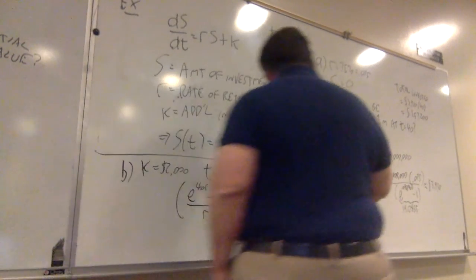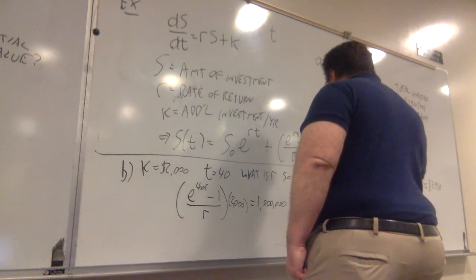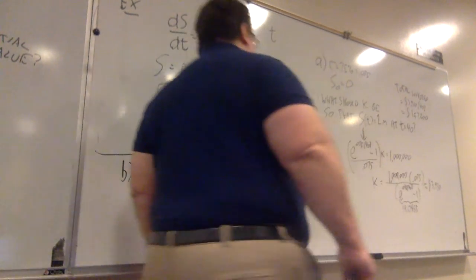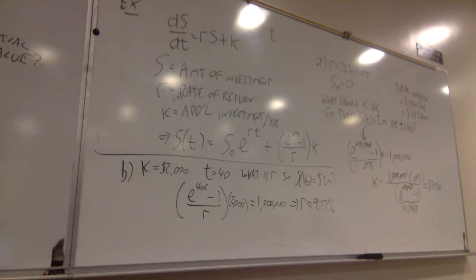What you would get is 9.77%. It doesn't have to be that much higher than before. So a little more than 2% higher will cause this amount, which is only a little more than 1/2 of the previous amount, to still get $1 million after 40 years.